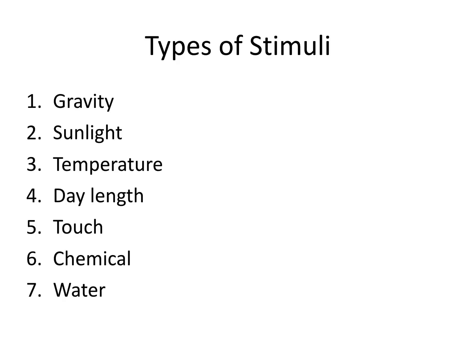So there's 4 on your sheet, but you're adding in 5, 6, and 7. You can put those right to the right side. And these are the different stimuli that plants have to respond to in a daily occurrence in order to survive and effectively grow and live.